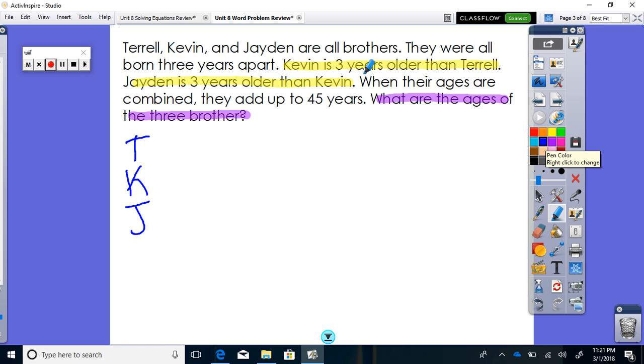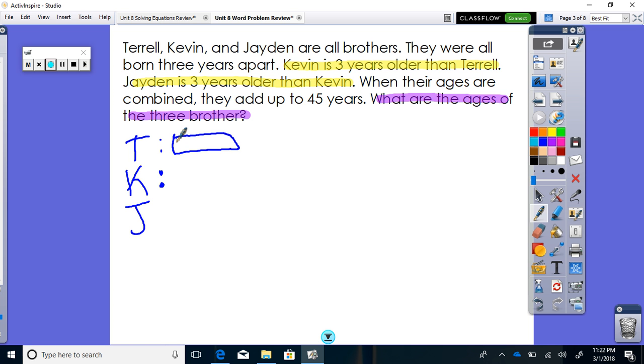Since Kevin is 3 years older than Tyrell, and Jaden is older than Kevin, Kevin is going to be my youngest brother, so he's going to be my original X variable. Then Kevin is 3 years older than Tyrell. So, I'm sorry, I read that wrong. Start over. Kevin's older than Tyrell and Jaden's older than Kevin. So Tyrell is the youngest.